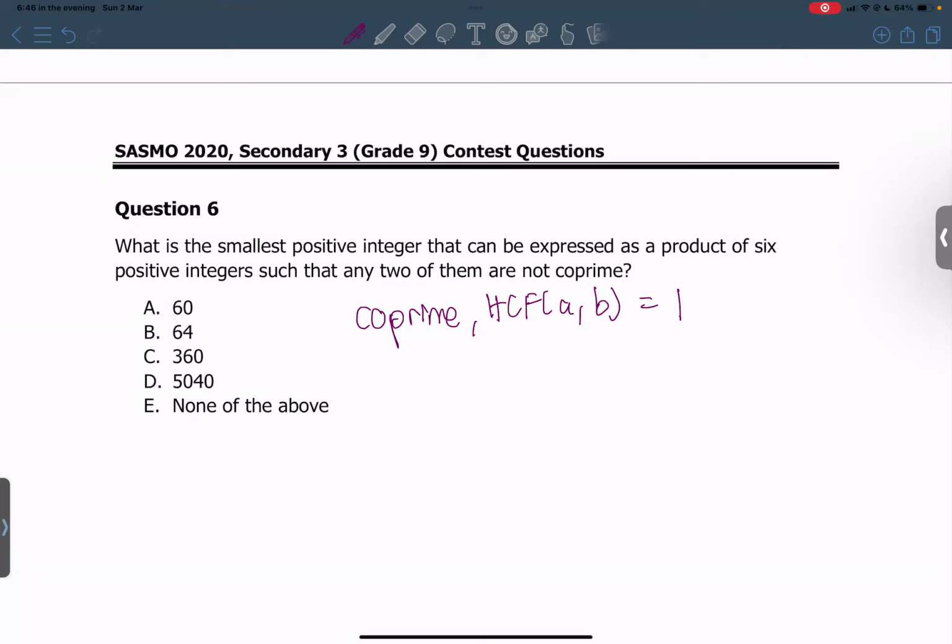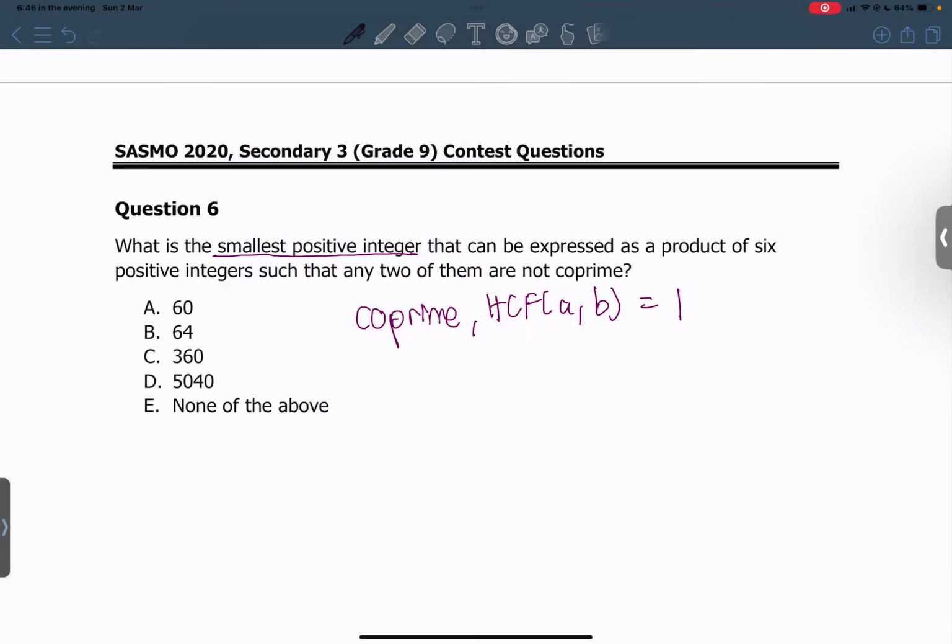Okay, so from what I explained, co-prime is when the highest common factor of two numbers equals 1. So it means that both of the numbers are prime to each other. They also ask for the smallest positive integer, so this is another keyword for us to know.